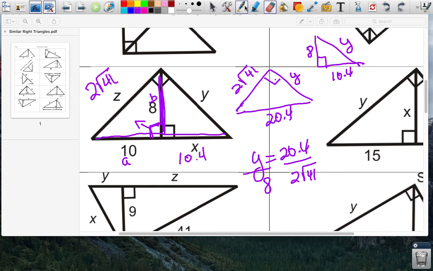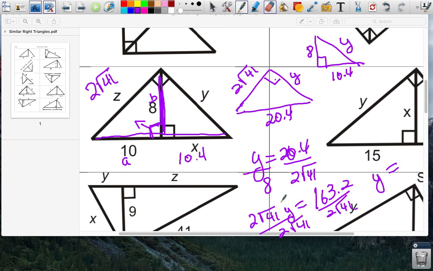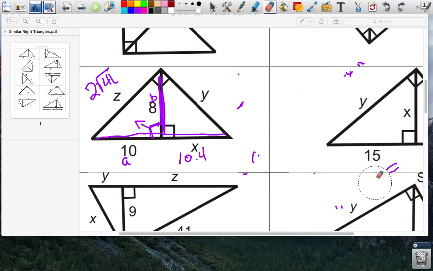So over here you're going to get that 20.4. So 2 square root of 41 times y equals 8 times 20.4, which is 163.2. You're then going to divide by 2 square root of 41, and God knows what we're going to get there. Y equals, and I'll let you guys figure that out. This was pretty sure a bad idea to do it this way, because we could have just used the Pythagorean theorem, and that would have been a lot easier.